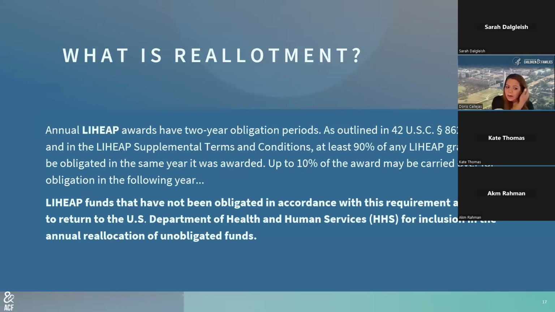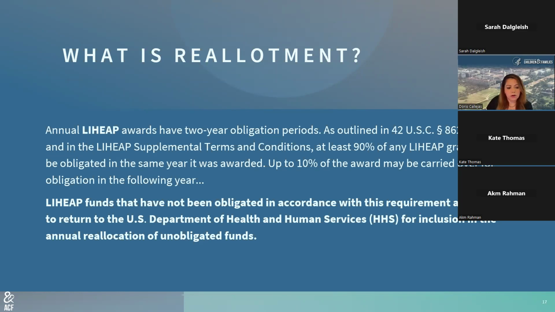But before we do that, let's talk about what is reallotment. As stated in the LIHEAP statute, all LIHEAP awards have a 2-year obligation period. In the first year, 90% of all funds awarded in that fiscal year must be obligated, and only up to 10% can be carried over to be obligated in the second year. Any unobligated funds are subject to reallotment among all grant recipients in the next federal fiscal year. The amount of reallotment is based on the figures reported by each grant recipient in their carryover and reallotment report and their federal financial reports.